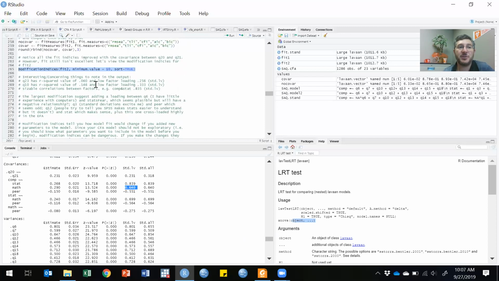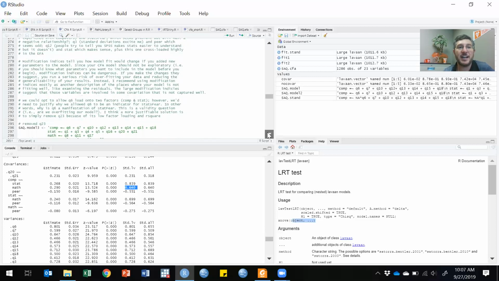Here are some different interesting things to talk about. Here's where I talk about some of the modification indices. We talked about that, about the danger of only relying on the modification indices. You can really just overfit your model to this particular sample of data rather than what's actually happening in the real world.